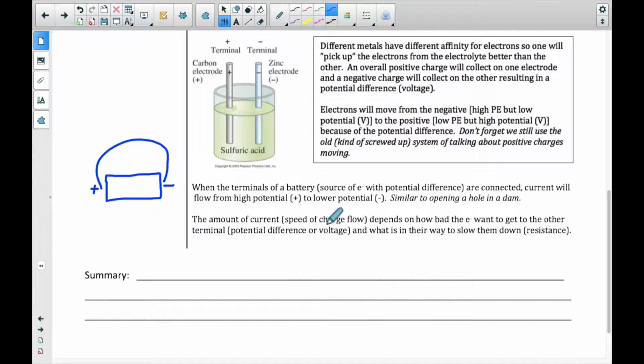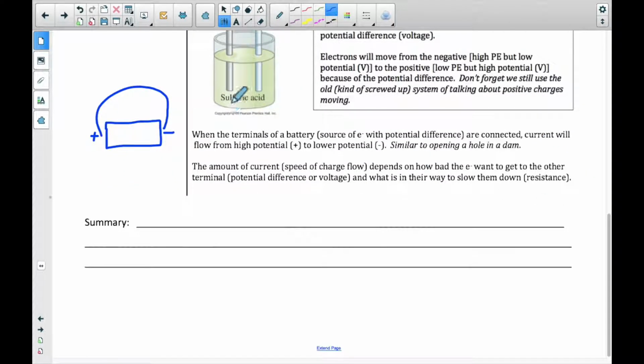And so the amount of current is the speed of the charge flow. How fast are those electrons moving? It depends on how bad the electrons want to get to the other terminal and what is in their way to slow them down. Okay, so we will be investigating and building some circuits and seeing what happens with the energy flow with different circuits. So we'll be doing that in class so you can see that. Today was really just an introduction to that.